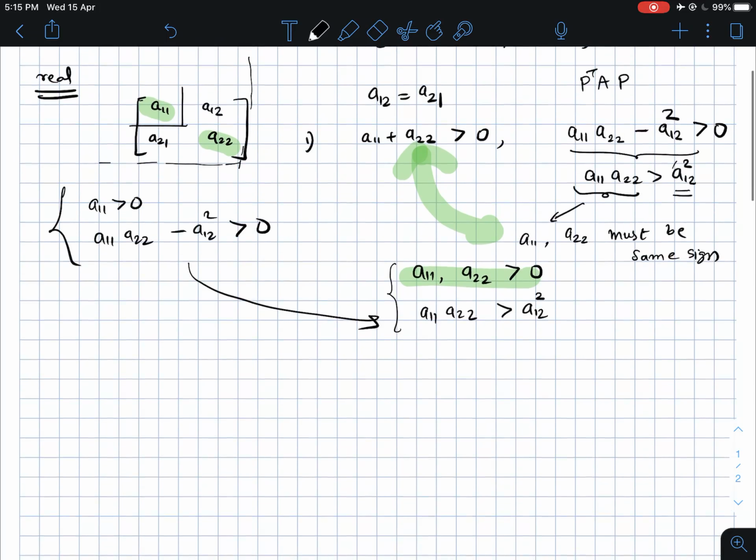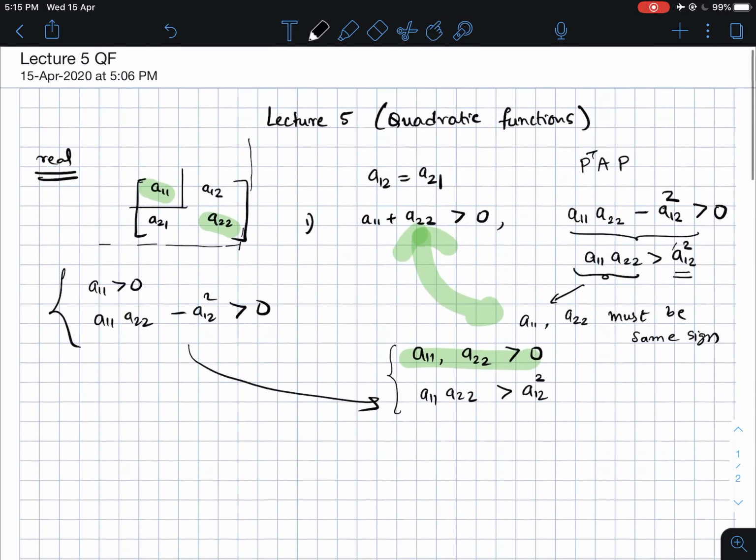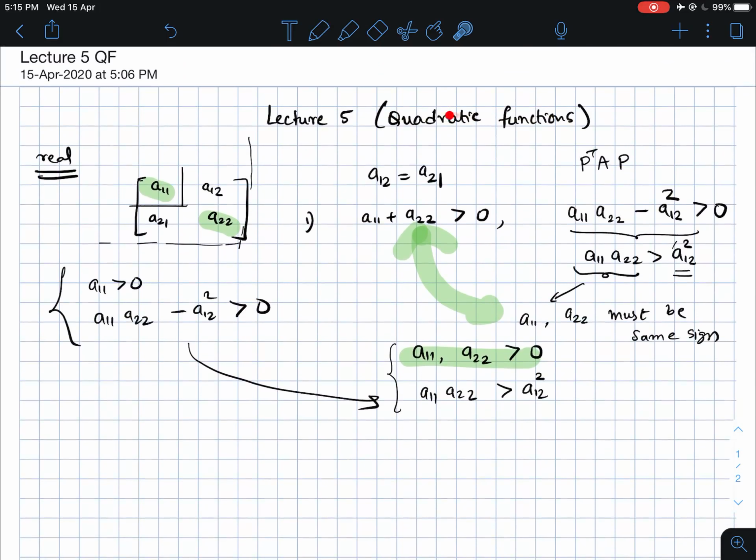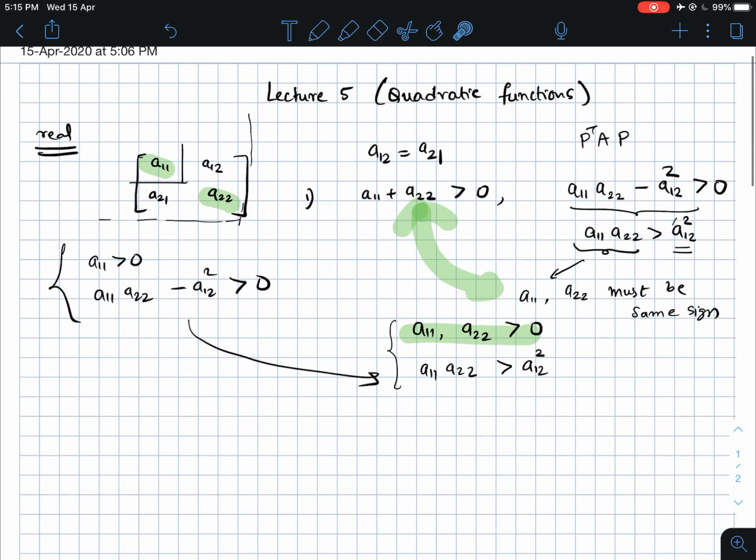So today's topic is going to be quadratic functions. This is what we are going to talk about today. And why are we taking the leap suddenly to quadratic functions? Hopefully things will become a bit clearer in this lecture. We already discussed quadratic forms, right?